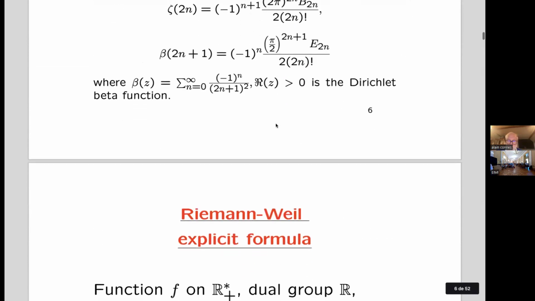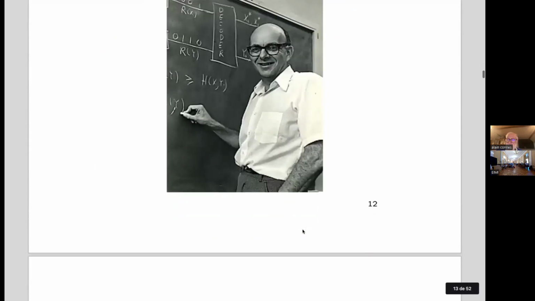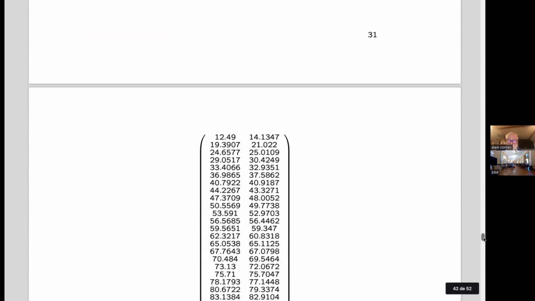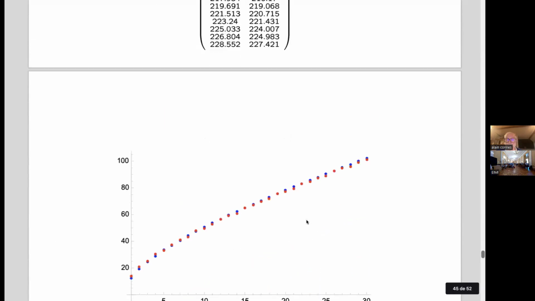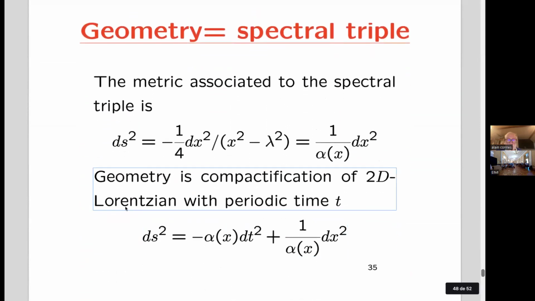Yes, it has exactly these terms, because what we had was this type of estimate for the number of eigenvalues. As I said in this slide, it implies that the heat expansion has exactly this extremely strange term, with log of 1 over t and with log of 4 pi plus 1/2 of the Euler constant. It's not plus the Euler constant, it's plus 1/2 of the Euler constant over this term here. So, with this Dirac type operator in this Lorentz type space, we have found a space which has the right spectral property. And of course, now we have to understand this space a little more.